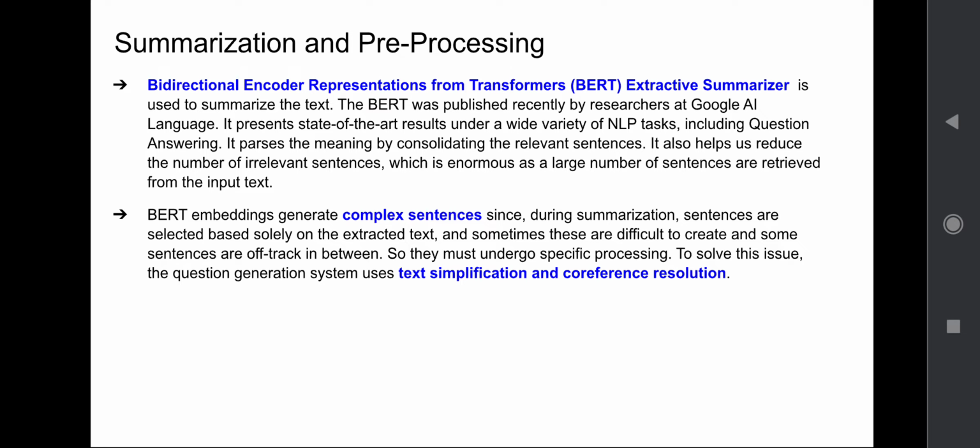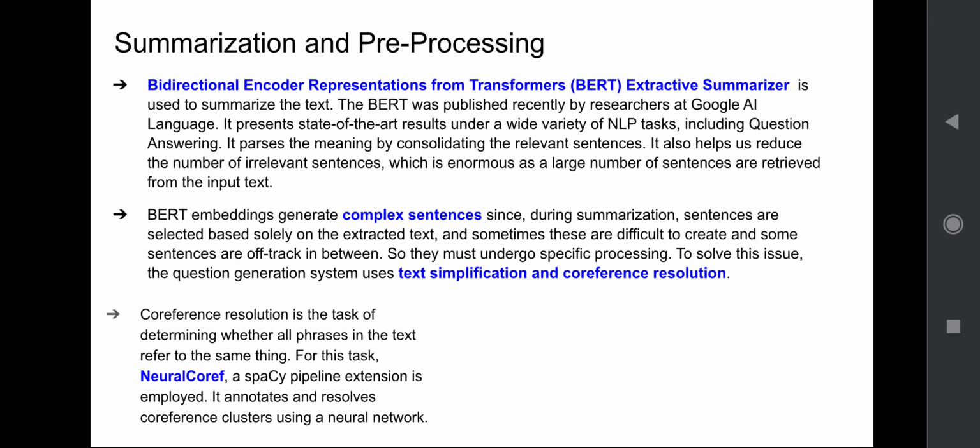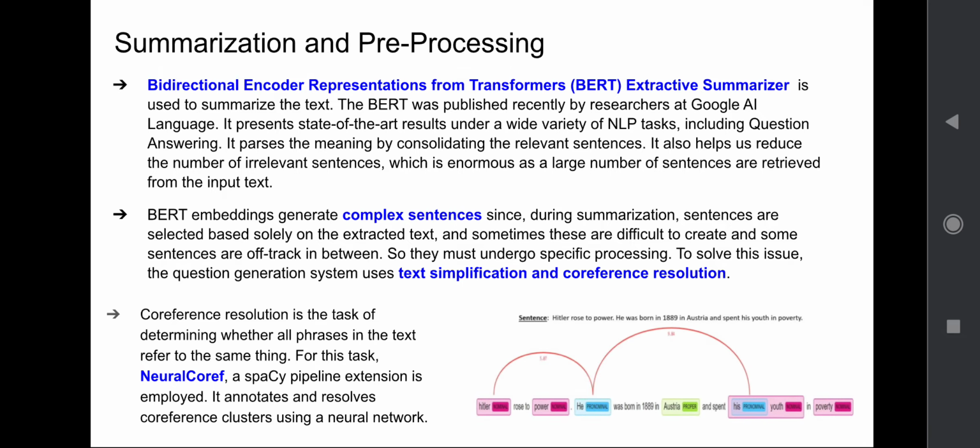To solve this issue, the question generation system uses text simplification and co-reference resolution. Now, co-reference resolution is the task of determining whether all phrases in the text refer to the same thing. For this task, NeuralCoref, a spaCy pipeline extension, is employed. It annotates and resolves co-reference clusters using a neural network. The example for the same is provided in this illustration. Please review it at your own convenience.